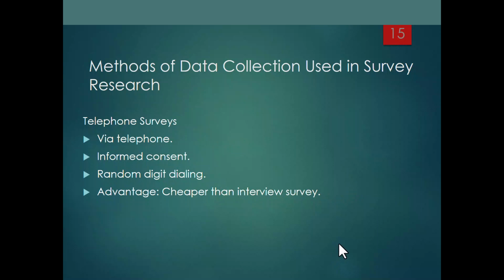In a telephone survey, a trained interviewer conducts the interview via telephone. Informed consent should be obtained from the respondent before conducting the survey. With random digit dialing, respondents are selected via random digit dialing, and the telephone numbers are generated at random. The process is used to select both landline and cell phone numbers. This method ensures that the sample has both listed and unlisted numbers, and it is used to produce a representative sample of residential households. The advantage of the telephone method is that conducting telephone surveys is way cheaper than conducting interview surveys.